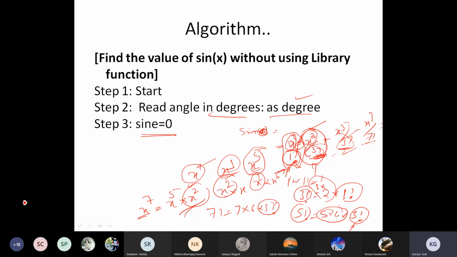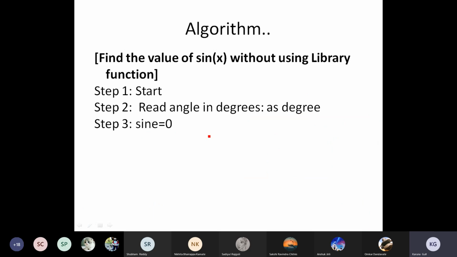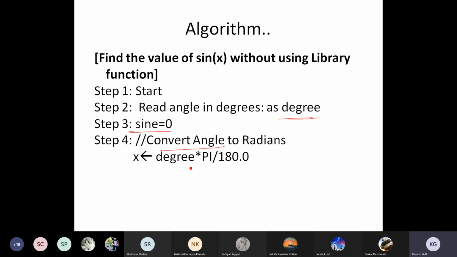Yes, ma'am. Okay, so let's try to write the stuff now. First I'll convert this into radians before I proceed. Go ahead with finding the value of degrees into radians, or convert the degree value into radians. How do you convert? You already know. Multiply that by pi and divide it by 180 to convert that into radians. I hope you already know this. There is no point in explaining this.